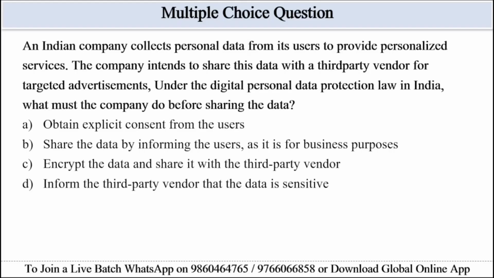While in case of option D, inform the third-party vendor that the data is sensitive. This one is wrong. This is irrelevant to the legal obligation toward the users from whom the data was collected. So the question focuses on the company's duty to the users. Out of all these options, option A will be correct, because since the purpose is new and specific, the company must obtain a fresh explicit consent as defined by the law.